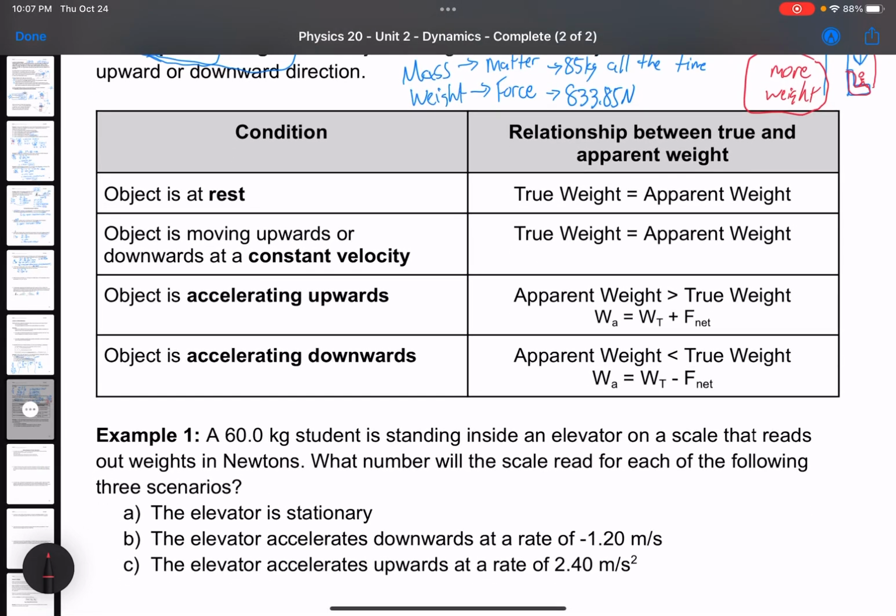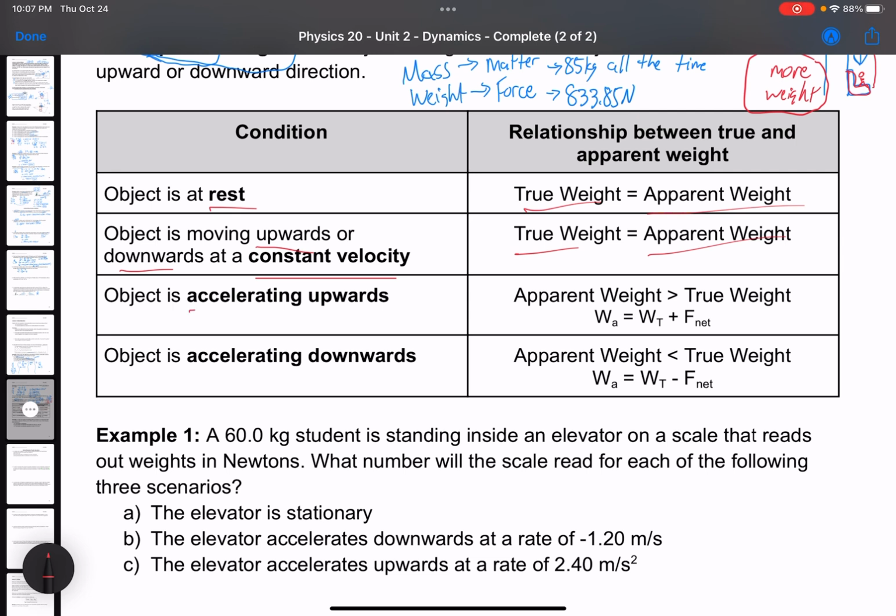Okay, so we got a couple conditions to look at. If the object's at rest, the true weight and the apparent weight are the exact same. The scale's not moving, you're not moving. It's like when you stand on the scale, maybe before you hop in the shower. Those two are going to be equal to each other. If the object is moving upwards or downwards at a constant velocity, again, the true weight equals the apparent weight.